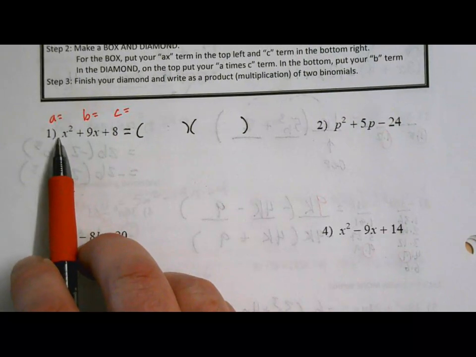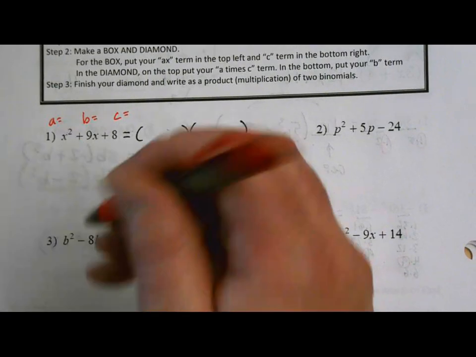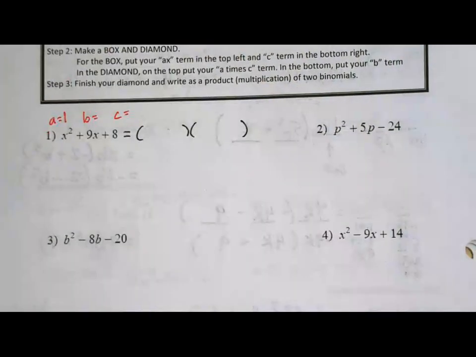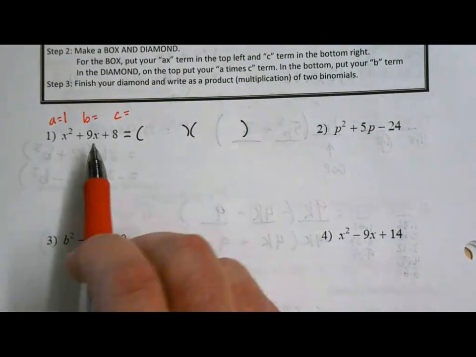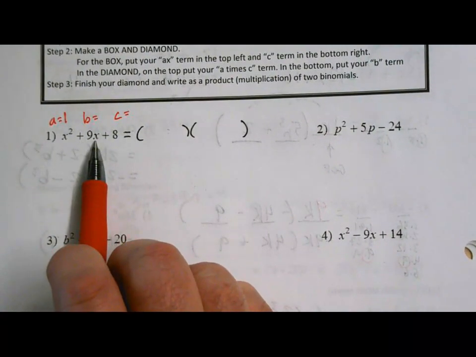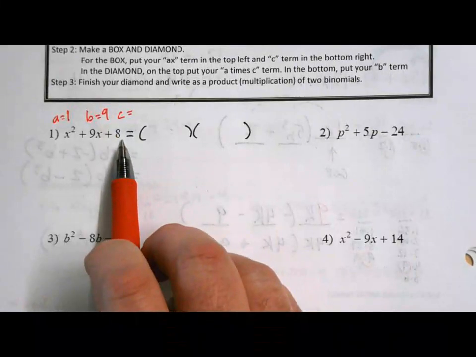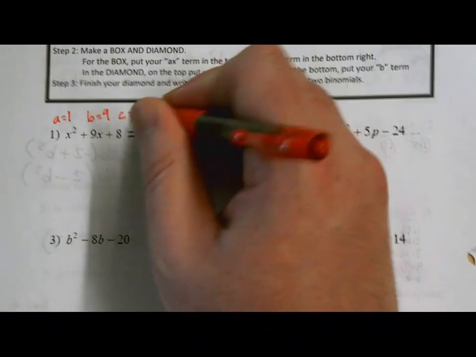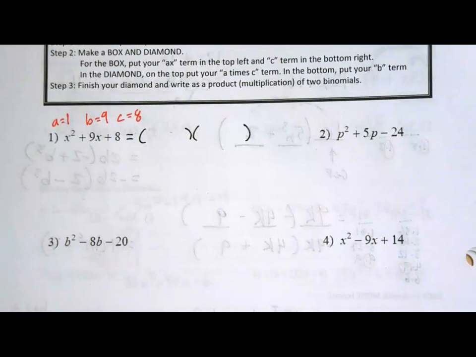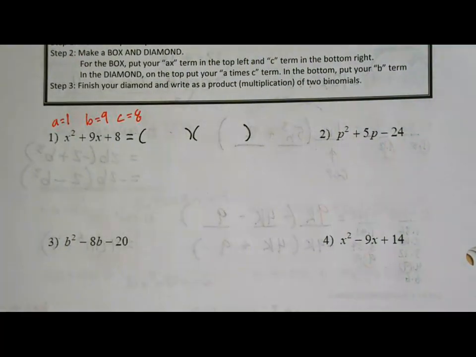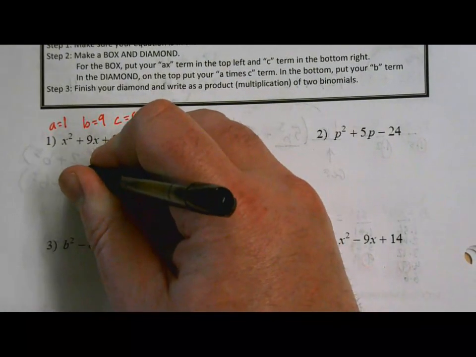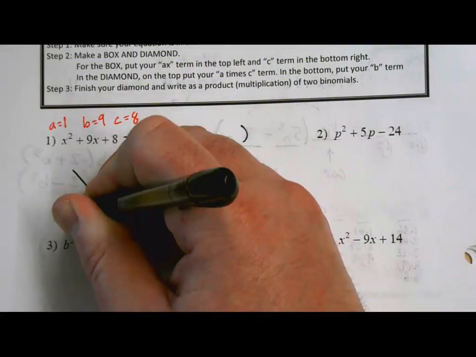A would be the number that's in front of the x squared. It's invisible, but what is it? So 1. Can you guys write down A equals 1, please? B is the number that's attached to the x, which is 9 in this case. C is the constant term, the thing that does not have a variable, which is 8. So we identify A and B and C. So far, so good? All right, next step, we are going to create a diamond problem using those 3 numbers.